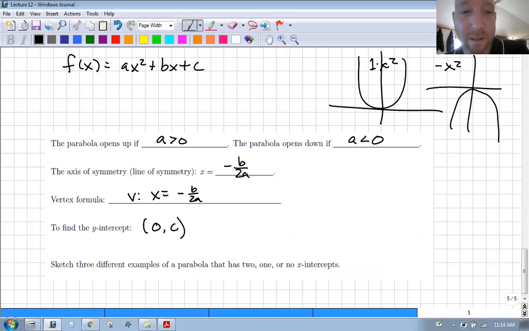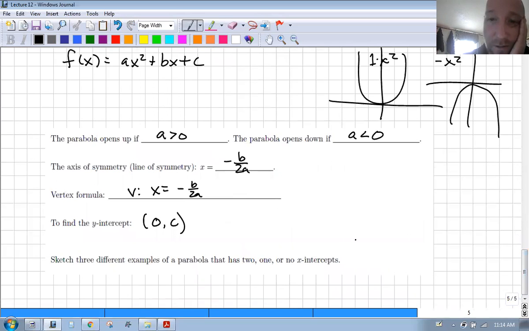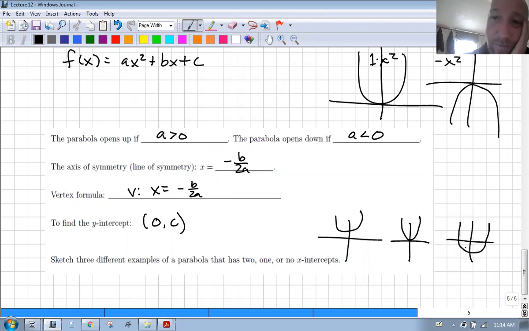Okay. So sketch 3 different examples of a parabola that has 1, 2, or no x-intercepts. There's none. There's 1. And here's 2 x-intercepts.